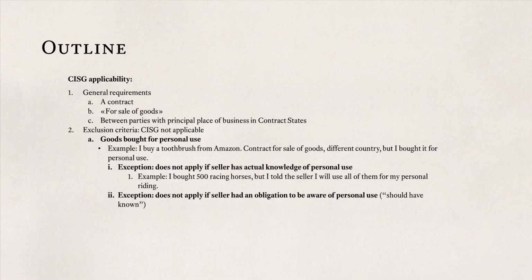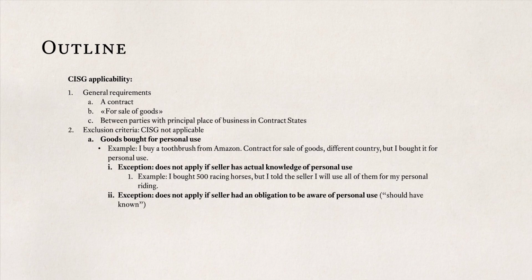And then when it comes to the exceptions from this rule, I also want to come up with some examples which illustrate these exceptions. For example, I might say CISG does not apply if the seller had actual knowledge of personal use. If I told Amazon I'm going to use a camera I buy for personal use, that means that the application of CISG is excluded. Or in another example, if I tell someone I'm buying 500 racehorses for purely personal use, then they have actual knowledge of the personal use nature.